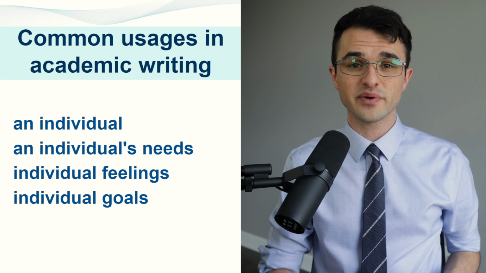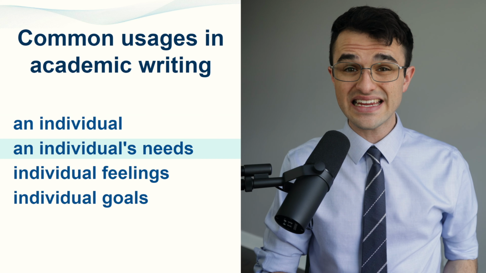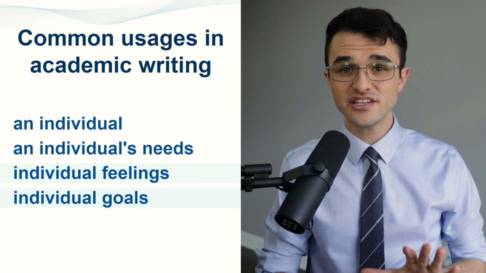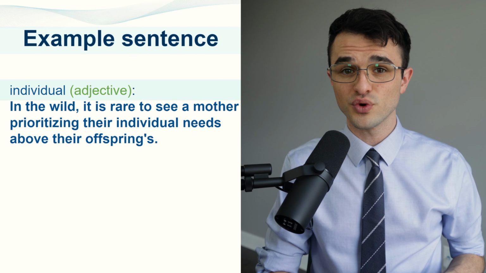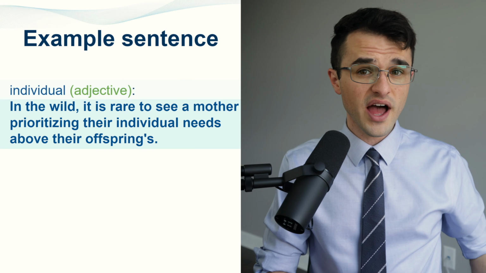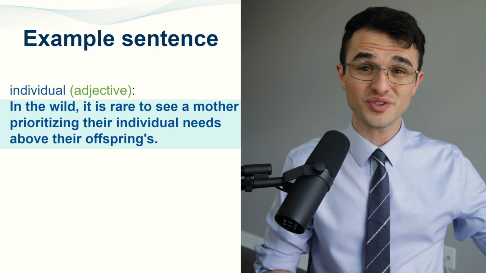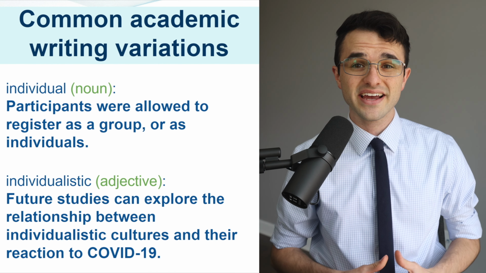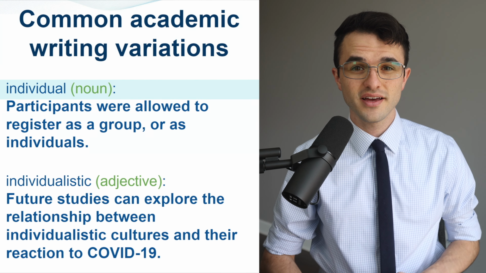Common usages in academic writing: an individual's needs, individual feelings, individual goals. Example sentence: individual, adjective. In the wild, it is rare to see a mother prioritizing their individual needs above their offspring's.